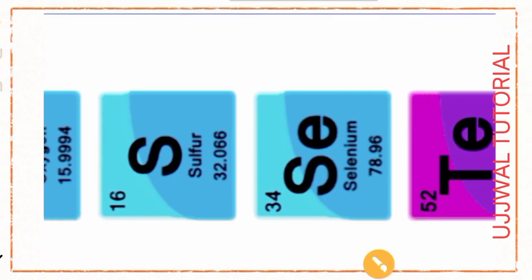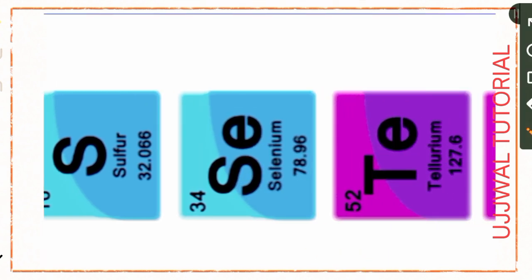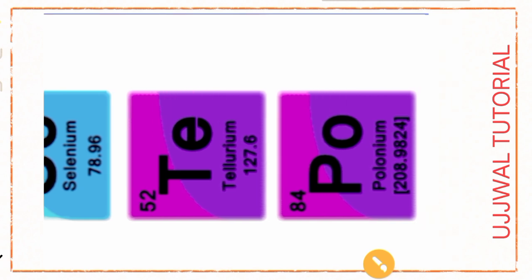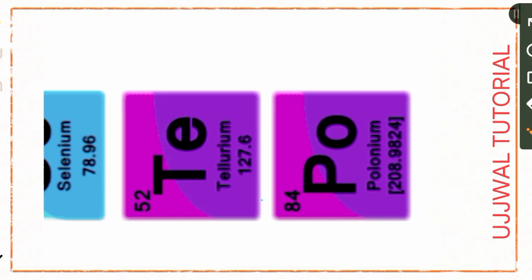34. 34 plus 18, atomic number of tellurium 52. 52 plus 32, atomic number of polonium 84. My dear viewers, it is a very important concept.